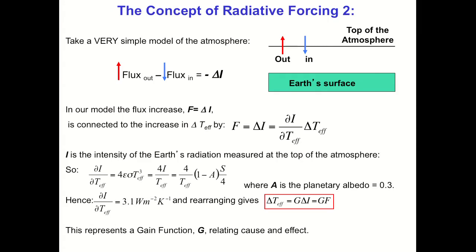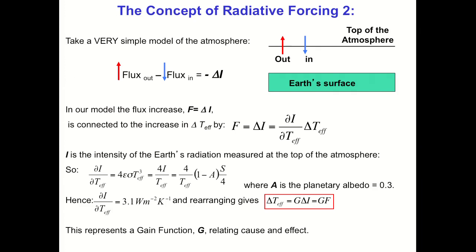So, in our very simple model, let's assume the flux increase F is simply delta I. That's going to be connected to an increase in the effective temperature of the system, so let's assume that change in effective temperature is delta Tf. And the equation we can write is simply F equals delta I, and that's proportional to delta Tf and the derivative of the radiation with respect to the effective temperature. Remember, I is normally the intensity of the Earth's radiation, which we normally measure at the top of the atmosphere in these sorts of radiative forcing examples.